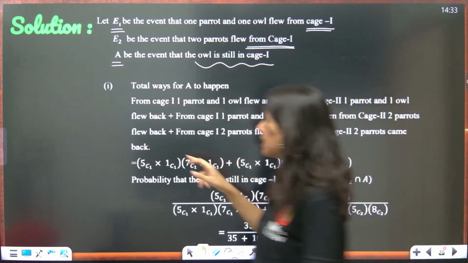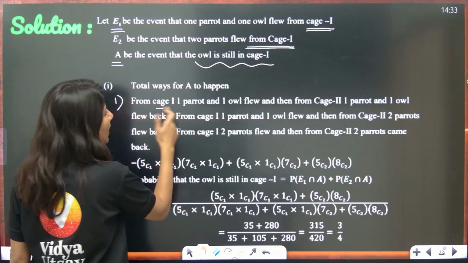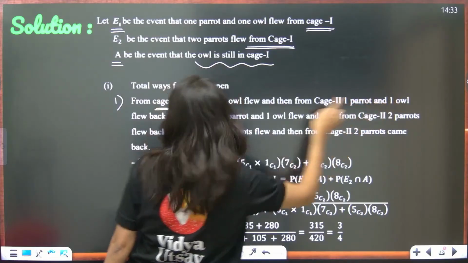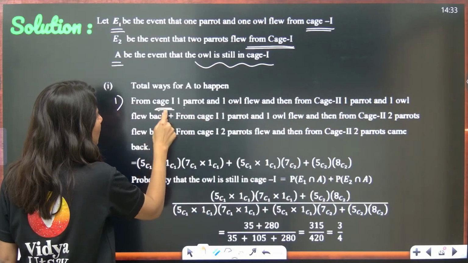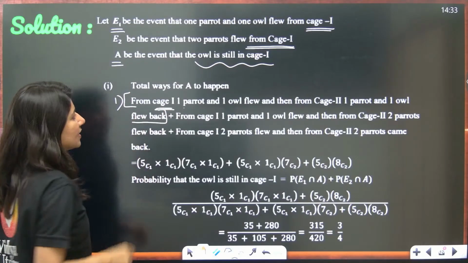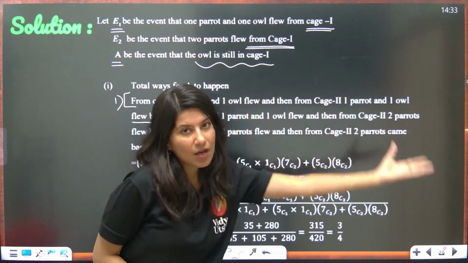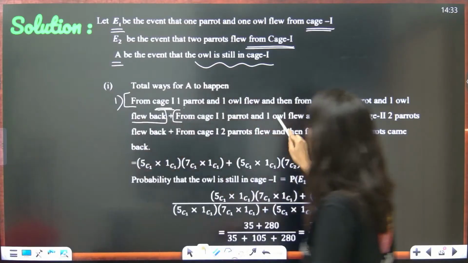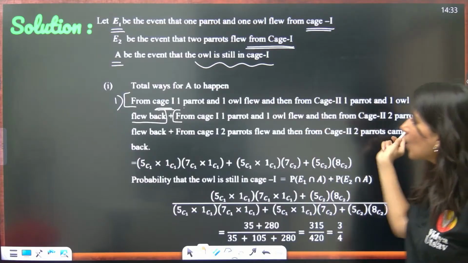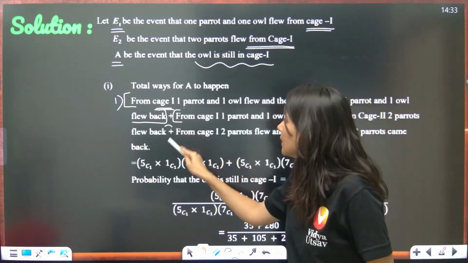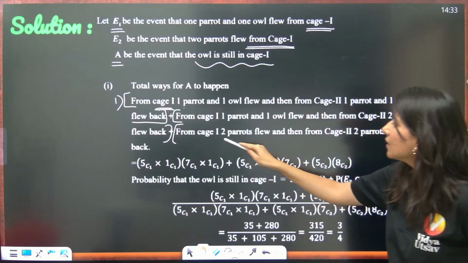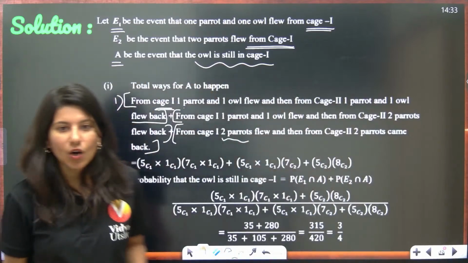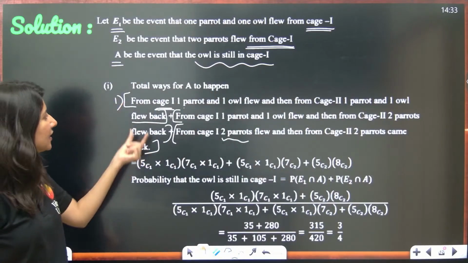Now understand how this event A can happen. There will be 3 cases. Case number 1: from cage 1, 1 parrot and 1 owl went, and then from cage 2, 1 parrot and 1 owl flew back. Case number 2: 1 parrot and 1 owl going, but 2 parrots are coming back. Case number 3: 2 parrots going and 2 parrots coming. These are the 3 cases.